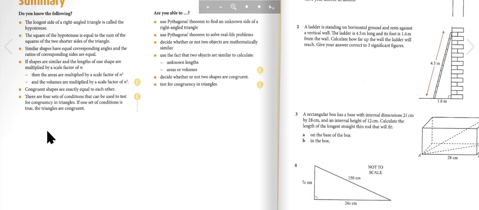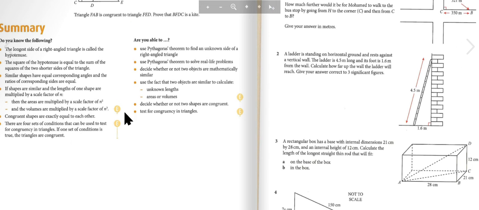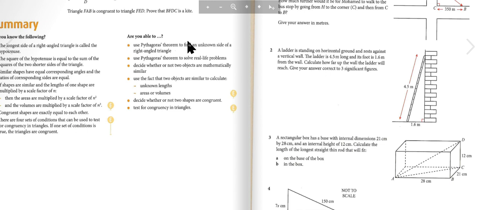There are four sets of conditions that can be used to test for congruency in triangles. If one set of conditions is true, the triangles are congruent. Are you able to use Pythagoras' theorem to find an unknown side of a right angle triangle? Use Pythagoras' theorem to solve real-life problems. Decide whether or not two objects are mathematically similar. Use the fact that two objects are similar to calculate unknown lengths, areas, or volumes. Decide whether or not two shapes are congruent, and test for congruency in triangles.